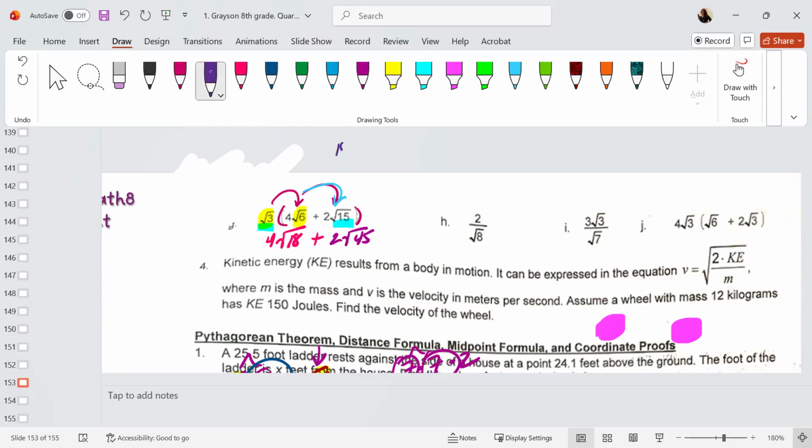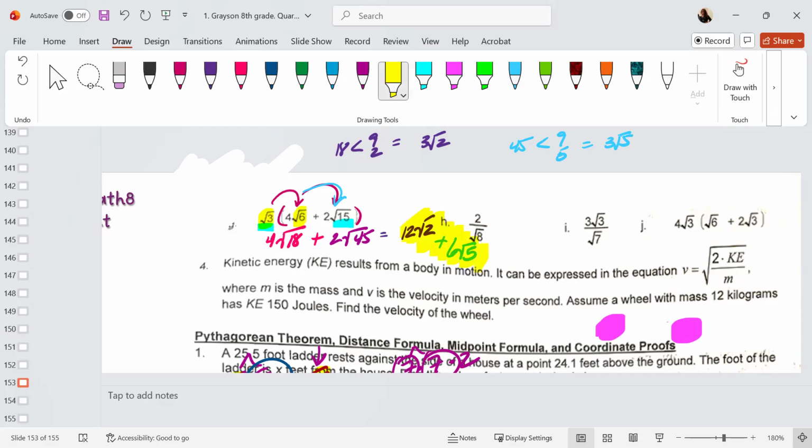You can simplify them, right? 18 is a 9 and 2. So that's a 3 square root 2, correct? 4 times 3 is going to give me a 12 square root 2, correct? Do the same thing with 45. You know, 45 is a 9 and a 5, which is a 3 square root 5. So 2 times 3 is a 6 square root 5. And that is your answer for that.